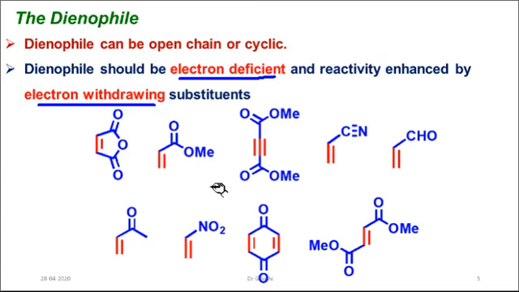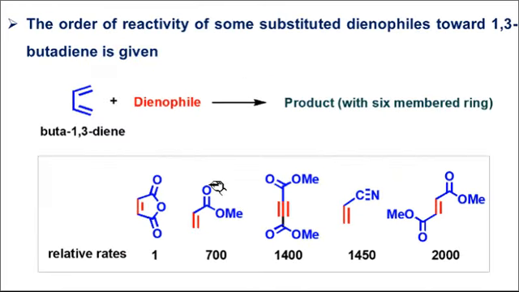Cyclic as well as acyclic, conjugated, unsaturated, all dienophiles are there. Now let's discuss the reactivity of different dienophiles for the Diels-Alder reaction. We have used 1,3-butadiene as the normal diene for this experiment, and we'll change the structure of the dienophile, starting with maleic anhydride.